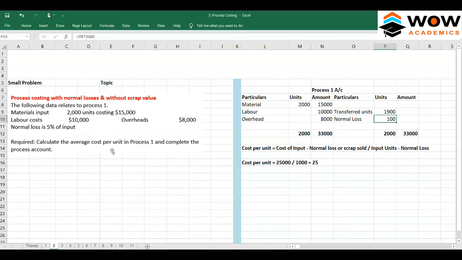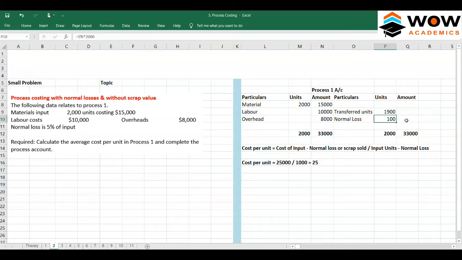To value it, we have the cost per unit formula. The question says that it is process costing with normal loss without scrap value. So there is no scrap value or anything here. We cannot sell this normal loss at any price.